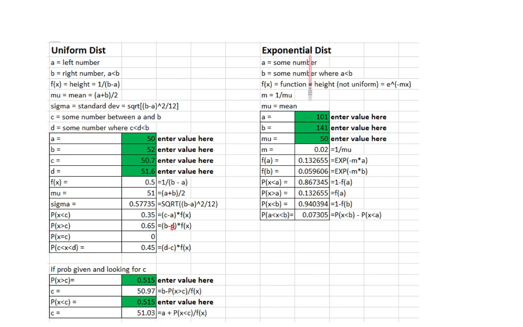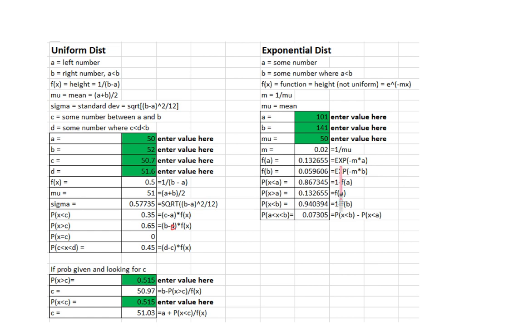Now, exponential distribution. A is some number, B is some number where it's bigger than A. The function, which is equal to the height, not uniform, is equal to E, which is EXP in a spreadsheet, and then raised to parenthesis negative mx, where m is equal to 1 over mu, and mu is the mean. So you'd have to know an A, and you might be given a B, you may not, it may be just A, and you have to be given a mu. So then m is going to be calculated as 1 divided by mu. So I did an equals here, and I did 1 divided by this cell.